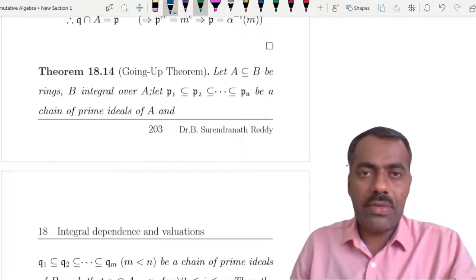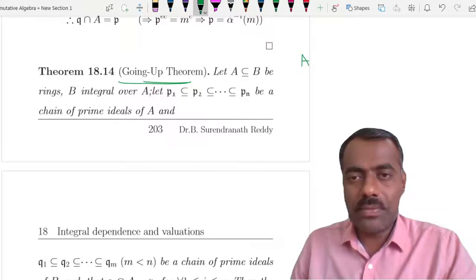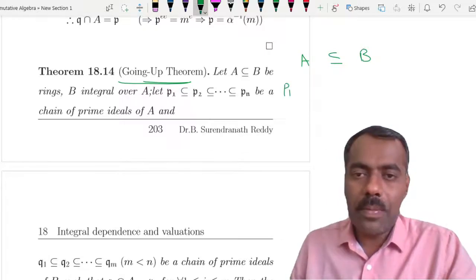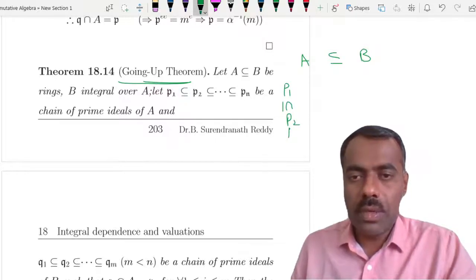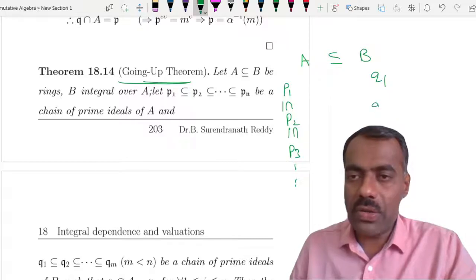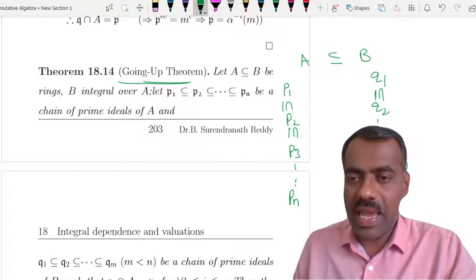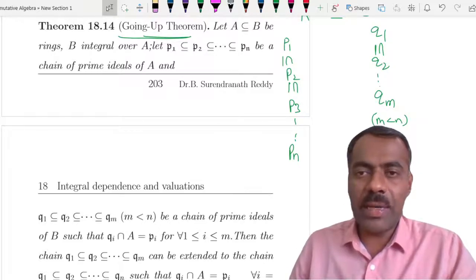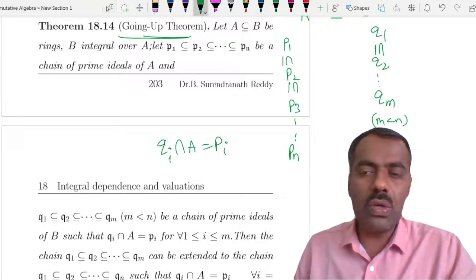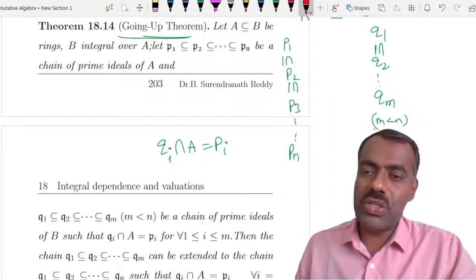We end up with an important result called the going up theorem. What the going up theorem says is that if B is integral over A, and you have a chain of prime ideals P1, P2, P3 and so on in A, and suppose you have Q1, Q2, up to Qm, where m is strictly less than n, where these Qi's are contractions of the Pi's, that means Qi intersection A is Pi for i equal to 1 to m, then we can extend this up to Qn such that each Qi is a contraction of Pi.